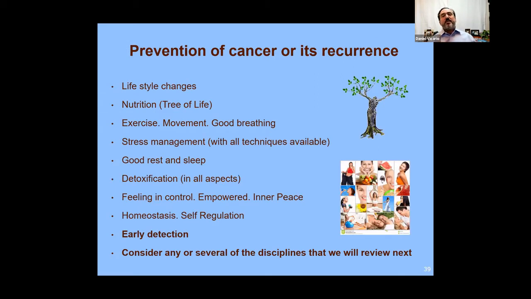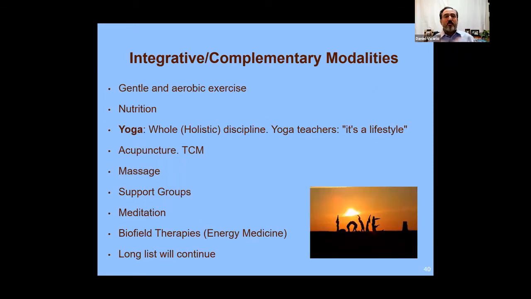So when a patient tells me, what can I do to prevent cancer or its recurrence? We talk first about lifestyle changes: nutrition, exercise, stress management, good rest, detoxification, feeling in control, early detection, and we consider several of the approaches we're going to talk about today. But more importantly, I'll tell them, work with a naturopathic doctor or an Ayurvedic physician or a traditional Chinese medicine doc. You are always number one on my list.